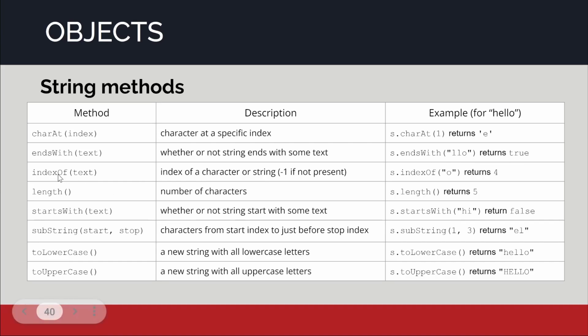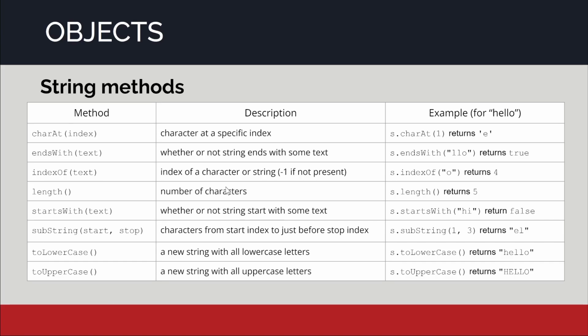Index of returns the index of a character or a string. So the text that you pass in could be a single character or a series of characters. And you can see, like in our example, if we check for the index of O, the letter O, it's going to return 4 because it's the 0, 1, 2, 3, 4. That's the index of the O. If it's not in there, it'll return -1. That's -1 is a common return value for not found, or even an error.